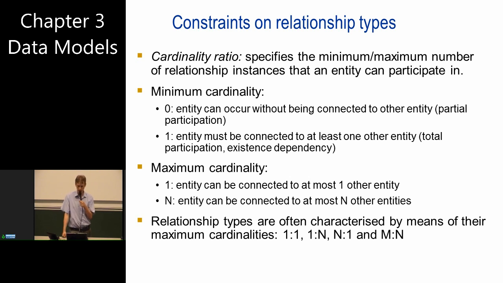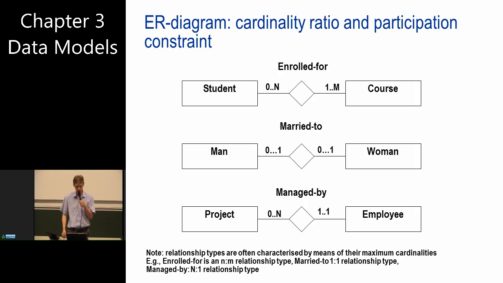So again, just as with the hierarchical and the CODASYL model, relationship types will often be characterized by means of their maximum cardinalities, and those could be 1 to 1, 1 to n, n to 1, n to m, and so on. You can see some examples, so let's just read them. The top one first. A student can be enrolled for minimum 1, maximum big M courses. For a course, you can have minimum 0, maximum big N students enrolled. A man is married to minimum 0, maximum 1 woman. A woman is married to minimum 0, maximum 1 man.